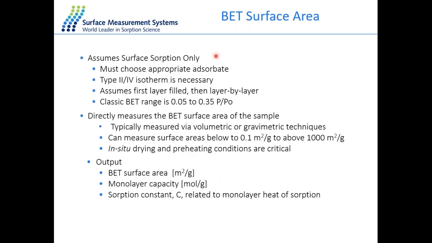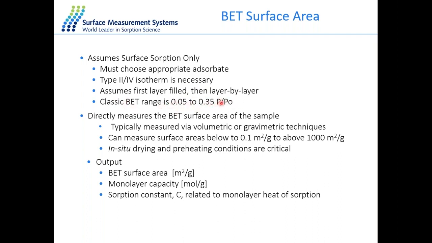So just to summarize the BET equation, it assumes surface adsorption only. It is only applicable to a type 2 or 4 isotherm. It assumes that the first layer is filled, then grows layer by layer. And the classic BET range is 0.05 to 0.35.